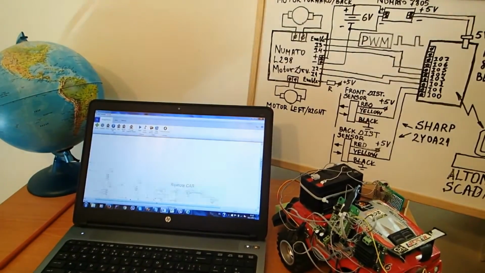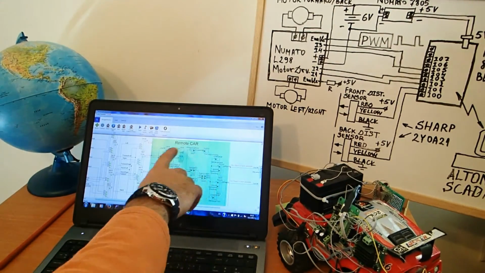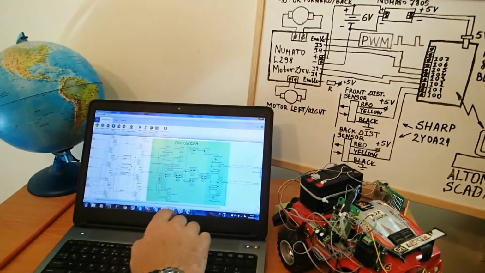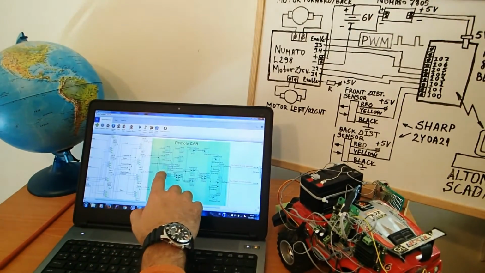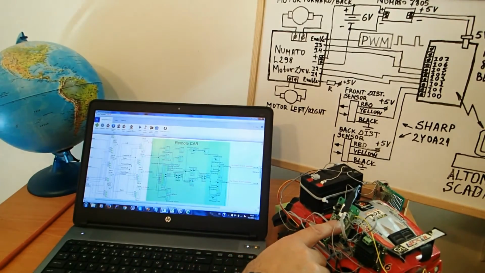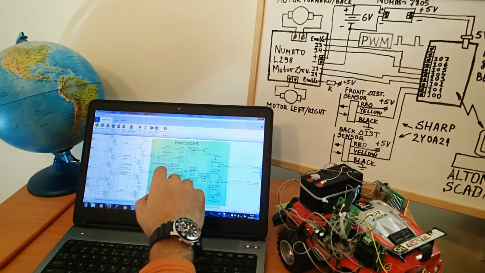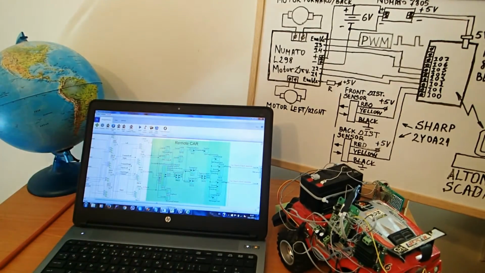The next area is in green color and represents the control of the car. The main block is Numato Bluetooth block, and its 4 digital inputs are connected to digital outputs of Numato device. They are responsible for forward, back, left and right moving of the car.